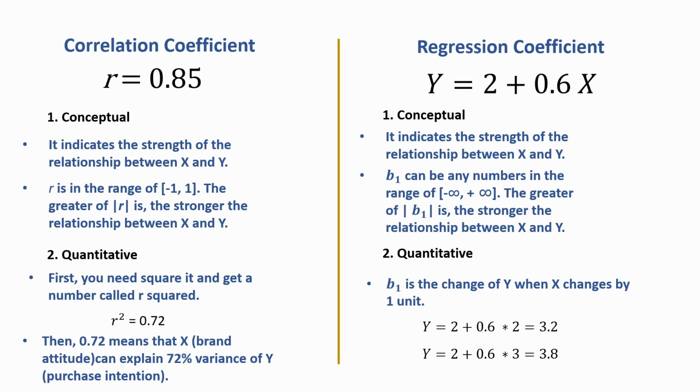And then you increase x by 1 unit, namely 3. So replace x with 3, you get the y value of 3.8. And the difference between 3.2 and 3.8 is 0.6. As you can see, 0.6 is the slope, or the regression coefficient 0.6. So that's what it means.